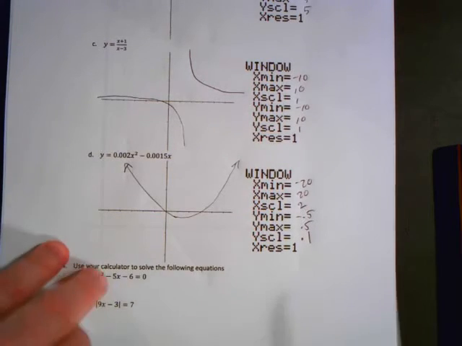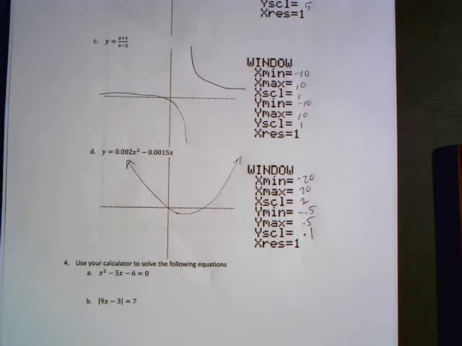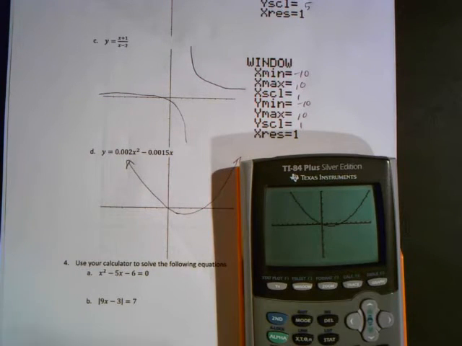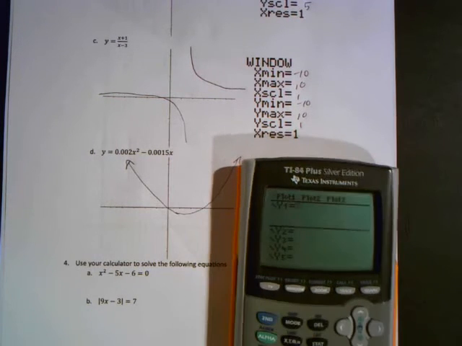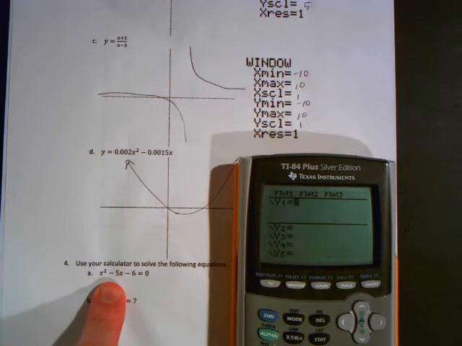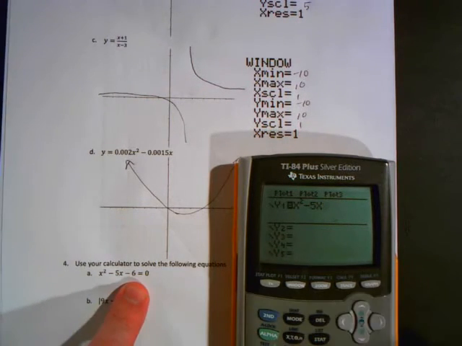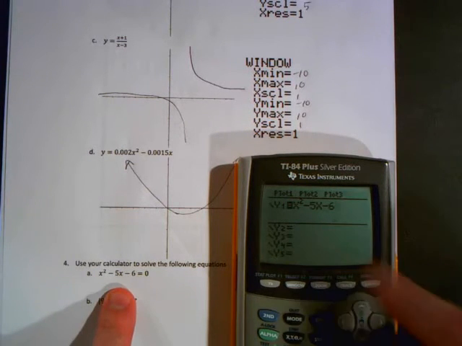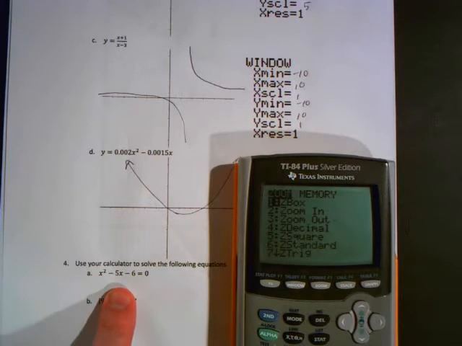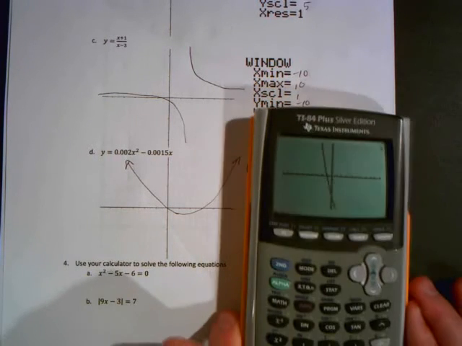Alright, 2 more skills we want to talk about. One is using the calculator to solve equations. There's 2 different ways to do this. I'm going to go back to y equals and type in x squared minus 5x minus 6. If your equation is like this one, where it's already equal to 0, all you need to do is type in the one equation and draw the graph. Again, to draw the graph, I'm going to go zoom number 6 to go back to my standard window.